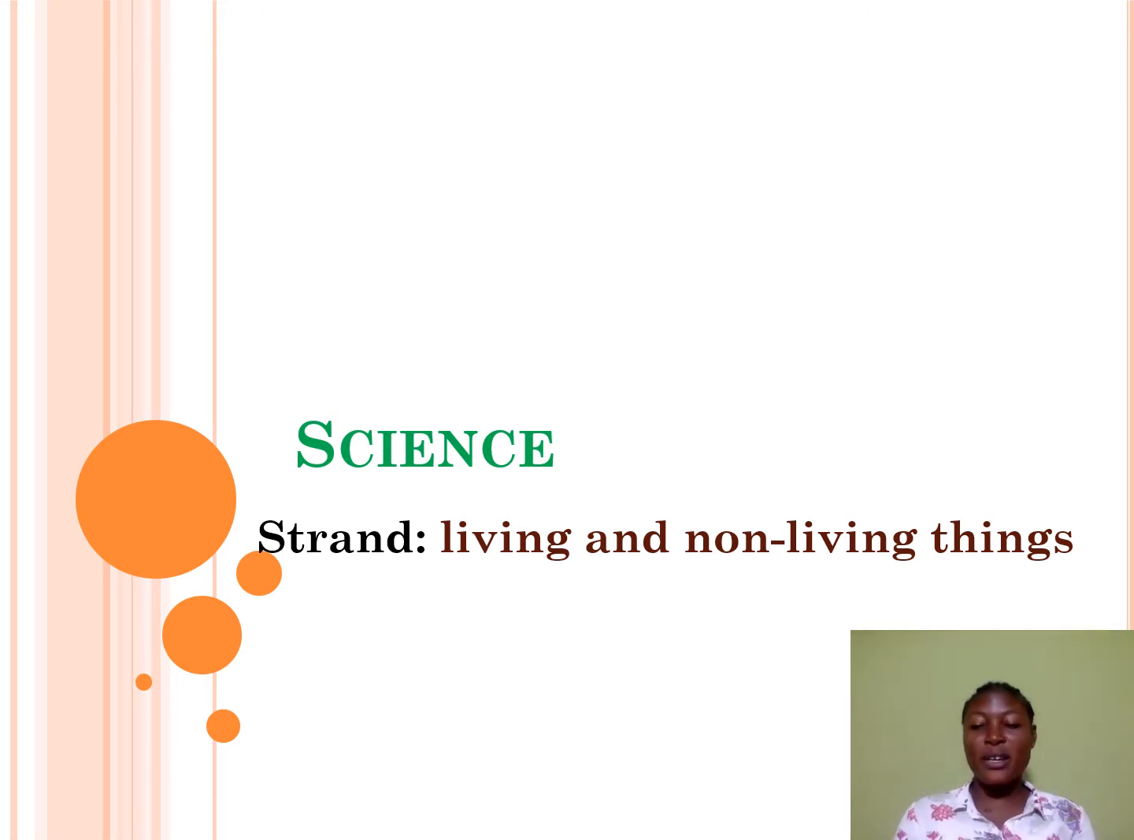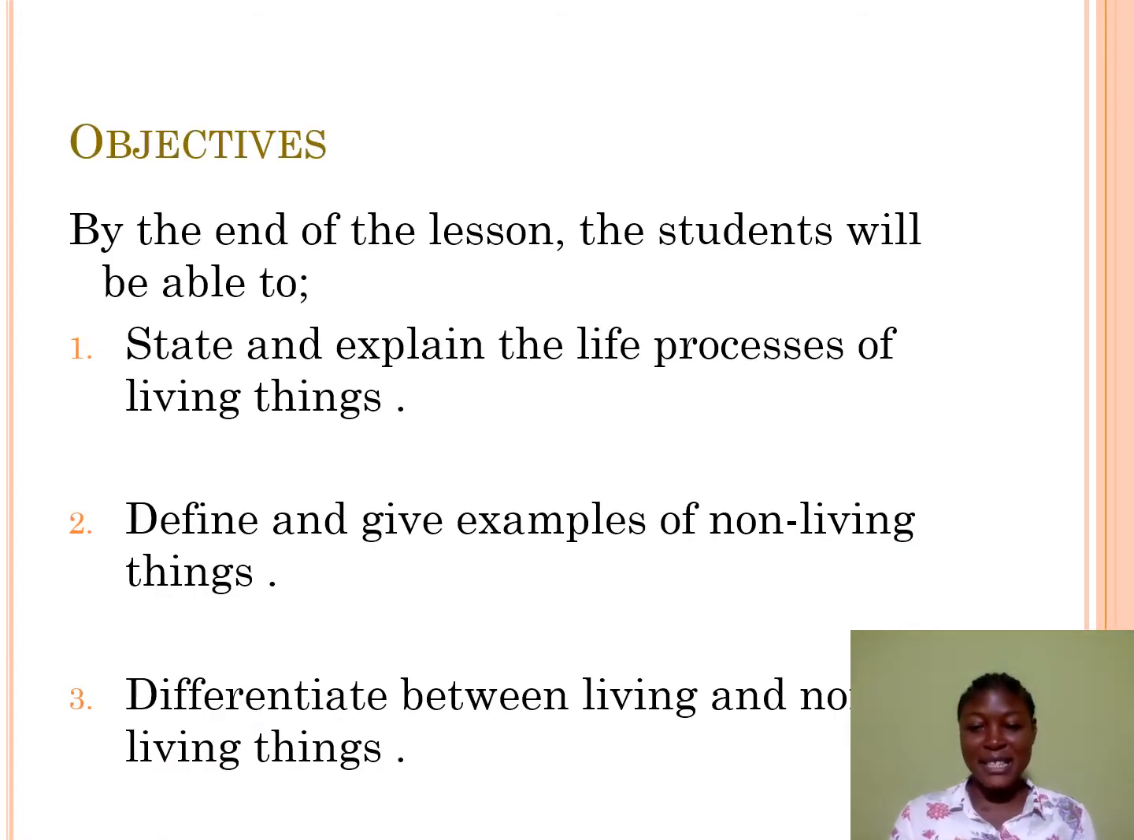Now today we're going to have the lesson on science, and we're going to complete that of living and non-living things. We are hoping that by the end of the lesson, you, the students, will be able to: 1. State and explain the life processes of living things. 2. Define and give examples of non-living things. And then finally, 3. Differentiate between living and non-living things.